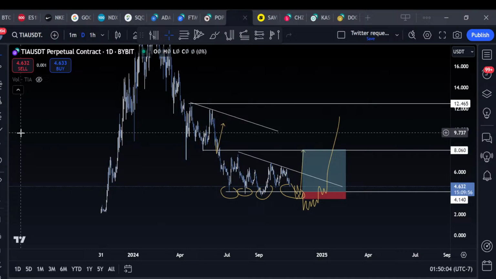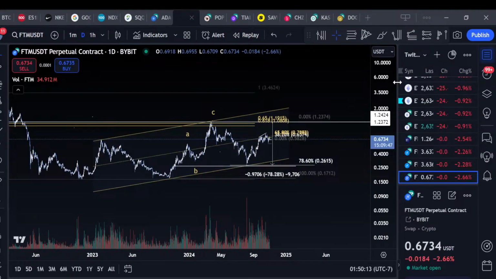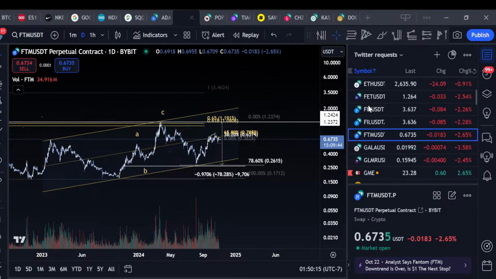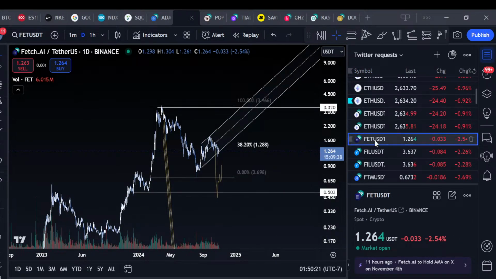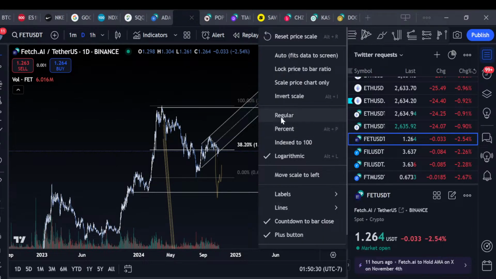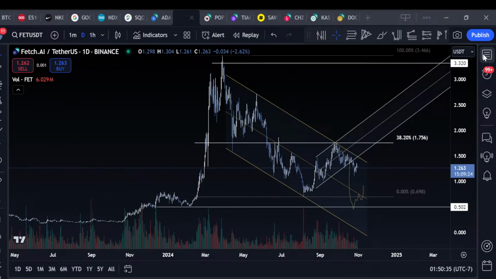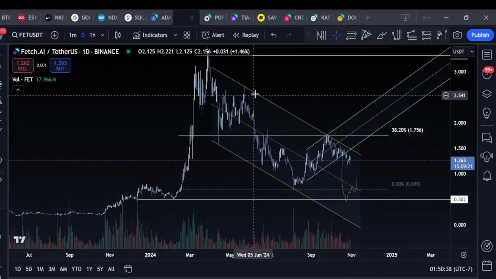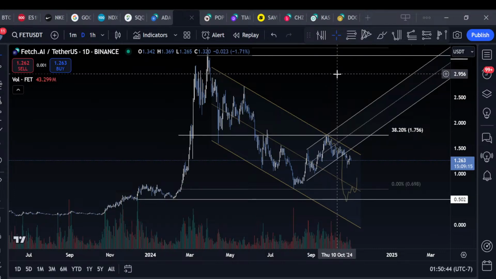High time frame idea targeting 44 cents on FET still in play. I'm going to be honest, I haven't looked at the FET chart in a little while. I don't recall any alerts going off. I seem to recall getting clowned on again. Yeah, I think it's still in play.